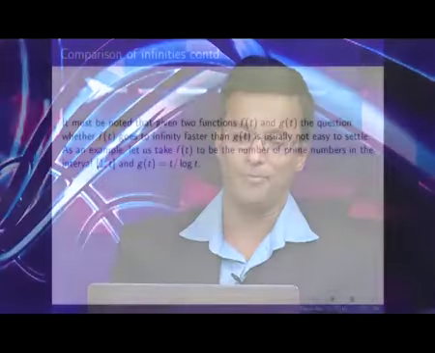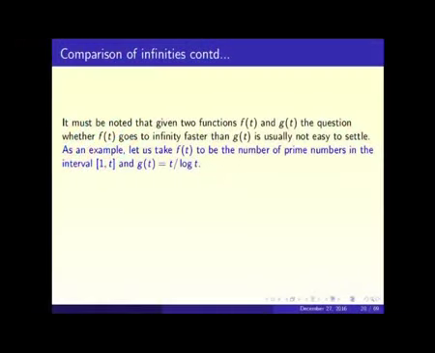As an example, let us take the function f(t) to be the number of primes in the interval 1 to t. So, suppose if t is 10, then f of t is 4. There are 4 primes, 2, 3, 5 and 7. Similarly, if t is 100, f of t is the number of primes between 1 and 100. And you know that the number of primes goes to infinity with t. The number of primes is infinite. So, f of t goes to infinity as t goes to infinity.